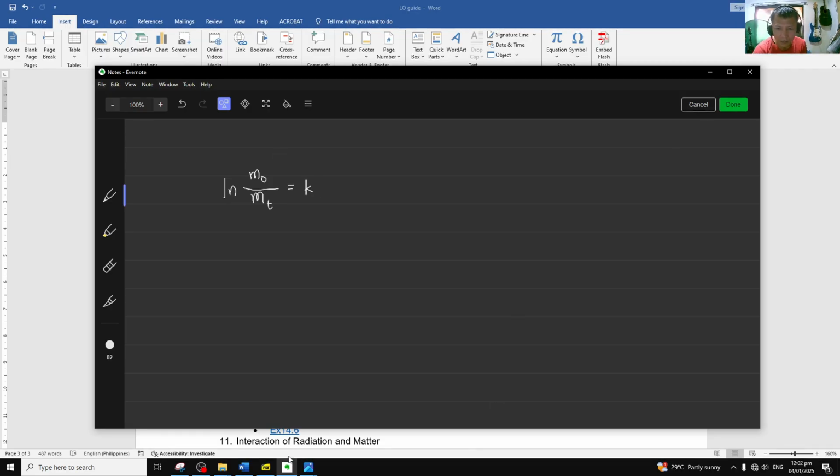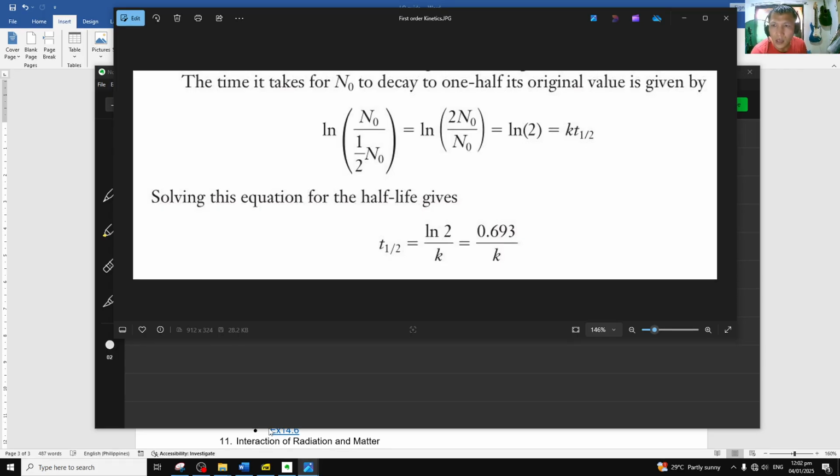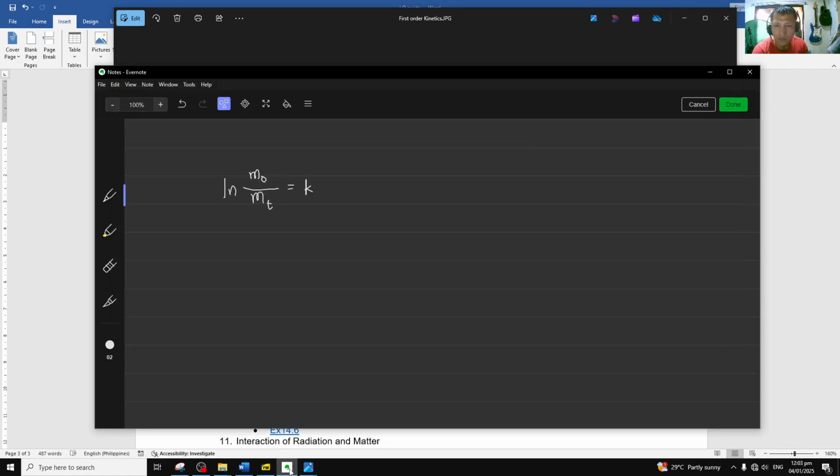Go back to the equation. That is ln kt. So that would be ln kt, not t 1/2, but it is already t, where that t is the time and the mass is at that time t. Okay? So let's see what the problem holds.